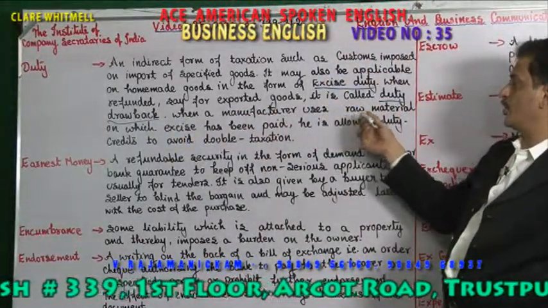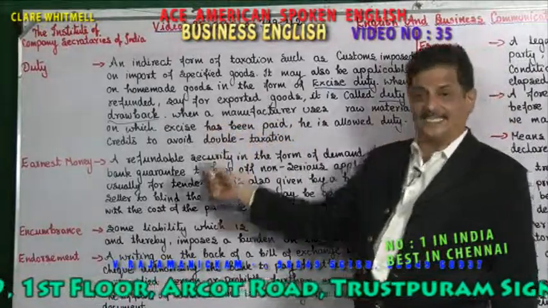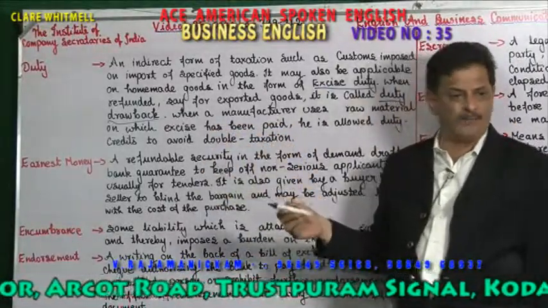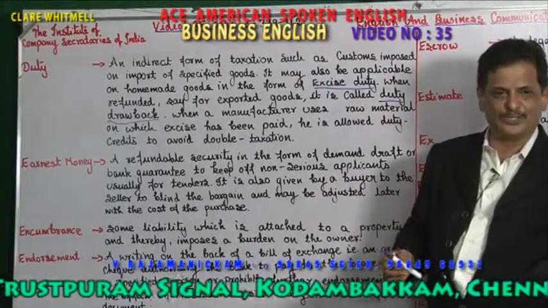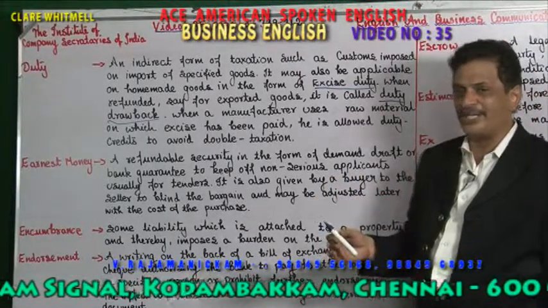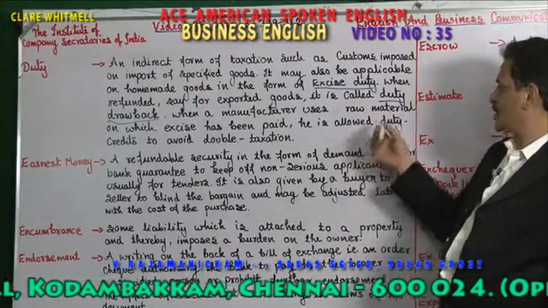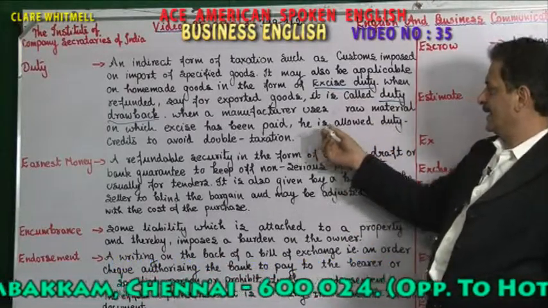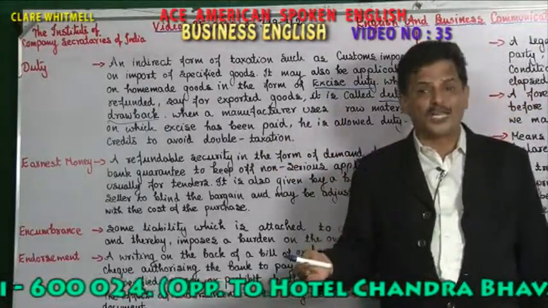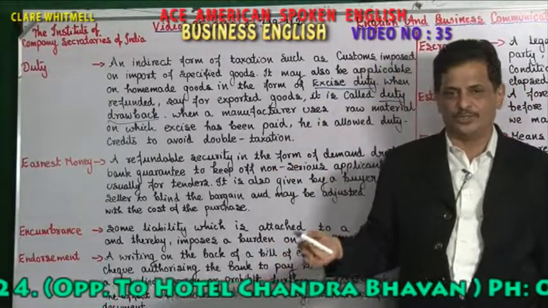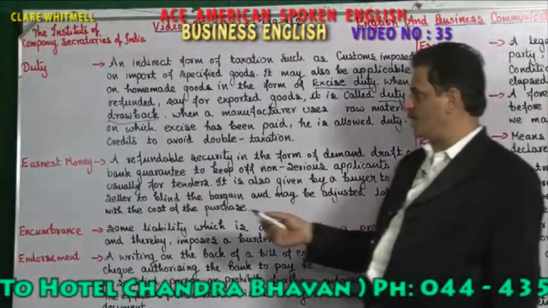When a manufacturer uses raw material on which excise has been paid, what do you mean by raw materials, sir? The basic resources. For coconut oil, what is the raw material? It is the coconut. So he is allowed duty credits to avoid double taxation. Now, what has been introduced? No need of double taxation.